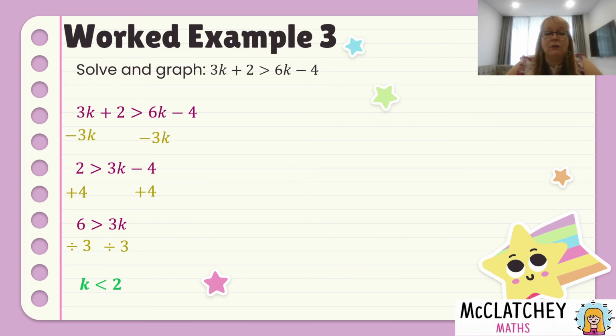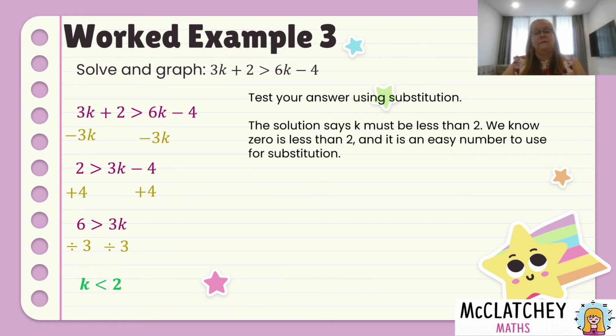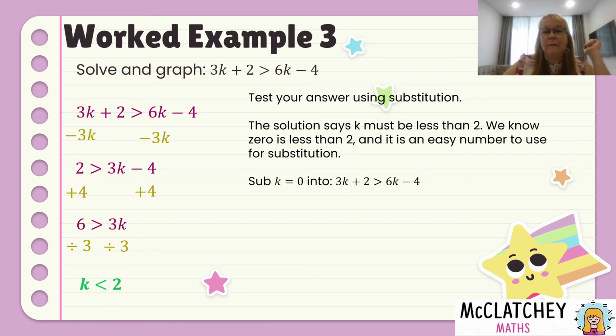Now, you might be thinking, oh, I'm not sure if I did that right. Did I follow the rules correctly? I wasn't dividing by a negative number. Why have I swapped that around? You might be overthinking yourself. So this is where you've got to check. Now, the solution's saying that k must be less than 2. And as we saw in worked example 2, working with 0 is really easy to work with for substitution. So we're going to use k equals 0 and substitute that back into our original equation.